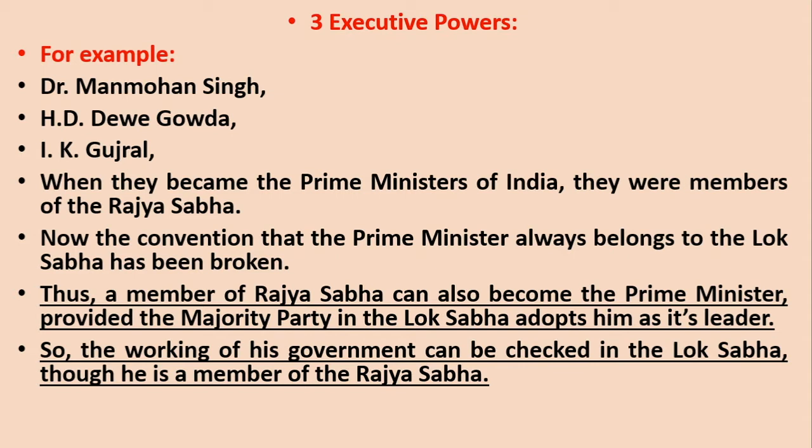Now, the convention that the Prime Minister always belongs to Lok Sabha has been broken. Yes, while talking about the key term convention, I told you it can be changed, it can be broken. If law is broken, legal action will be taken. But if convention is broken, no action can be taken. So, the convention that the Prime Minister always belongs to the Lok Sabha is broken. No, the Prime Minister may belong to any house, but he should be the leader of the majority party. Thus, a member of Rajya Sabha can also become the Prime Minister provided the majority party in the Lok Sabha adopts him as its leader.